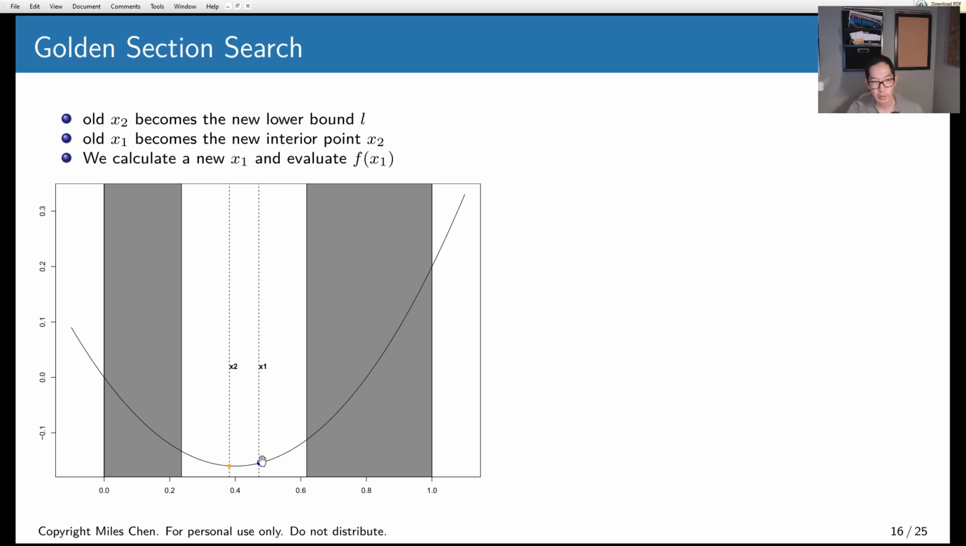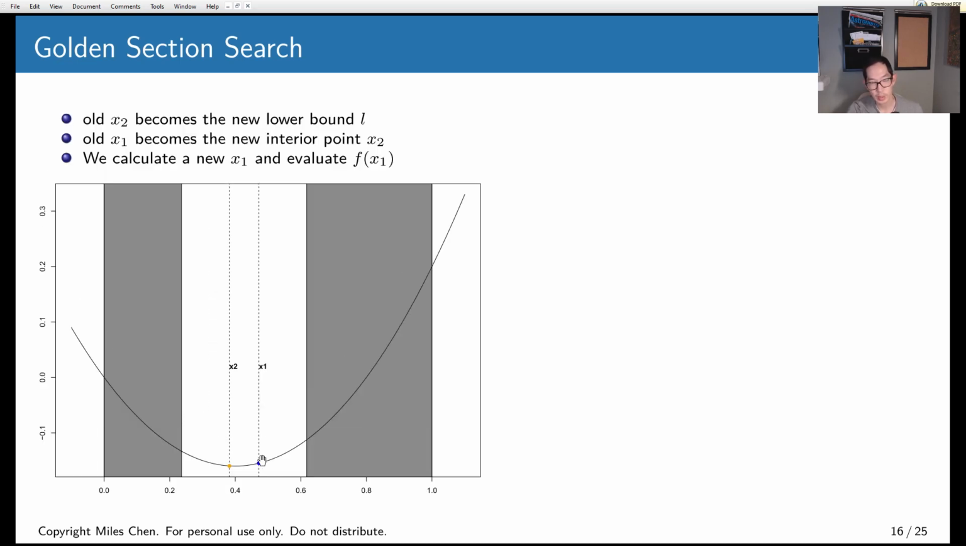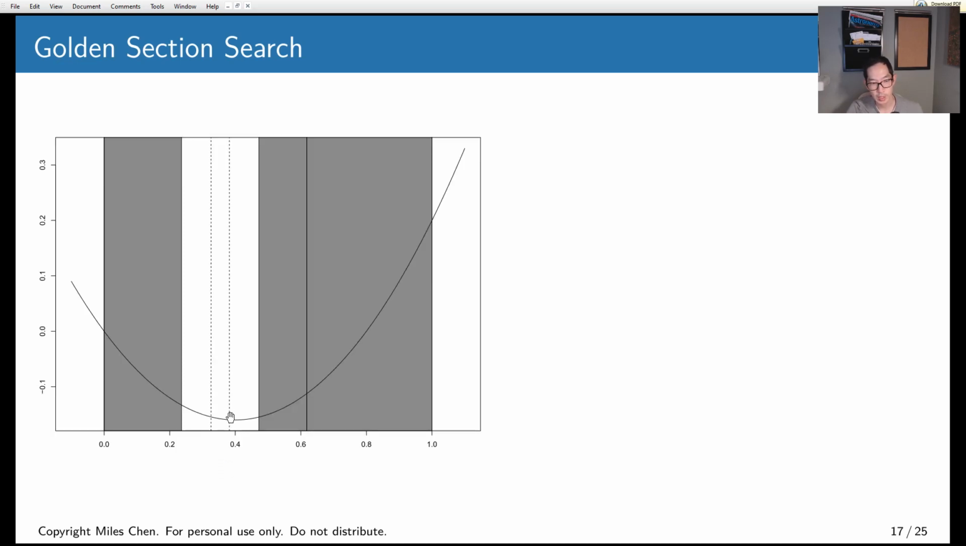When I do that, it bounced up, but we'll eliminate the side between x1 and the upper bound, and I will reuse this value right here, and that becomes my new x1, and I have to calculate this one. This is higher than this location, so we're going to throw away everything to the left here, and what you'll see is that this location right here will get reused as one of the interior lines. So we throw away everything over here, and the line that was there got reused.